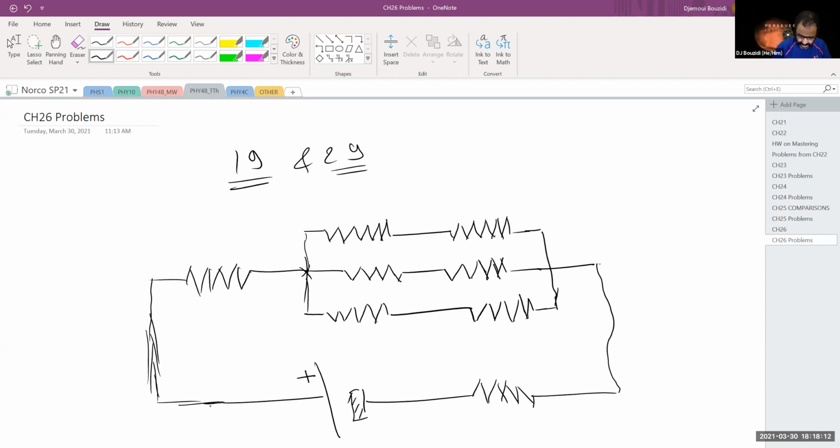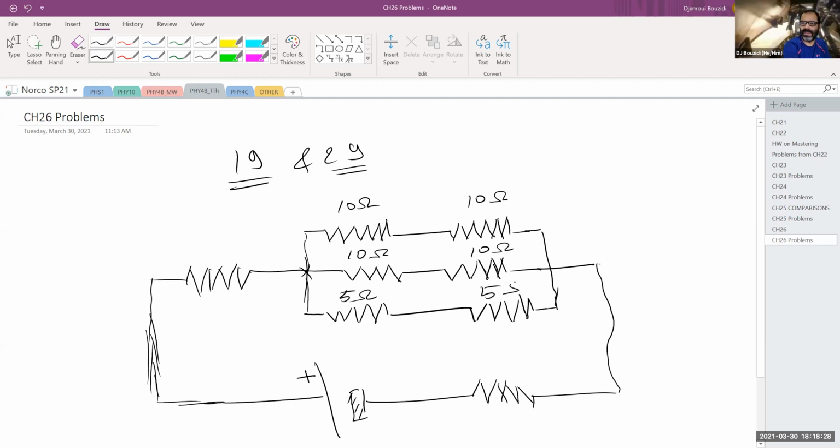First of all, let's put the numbers in here. This is a 10 ohm. This is another 10 ohm. This is a 10 ohm. This is a 10 ohm. This is a 5 ohm. And this is a 5 ohm. And this one also is a 5 ohm. And this is a 20 ohm. And the battery is 30 volts.